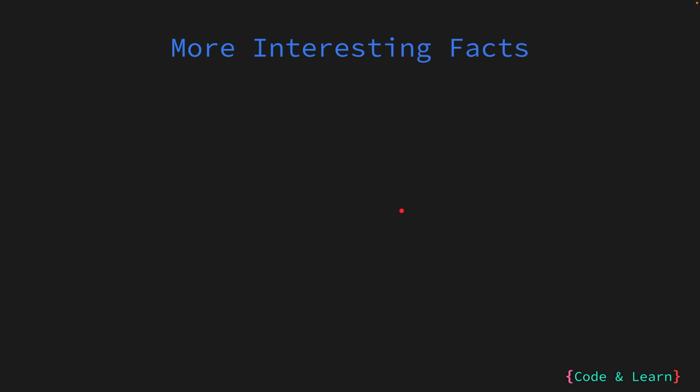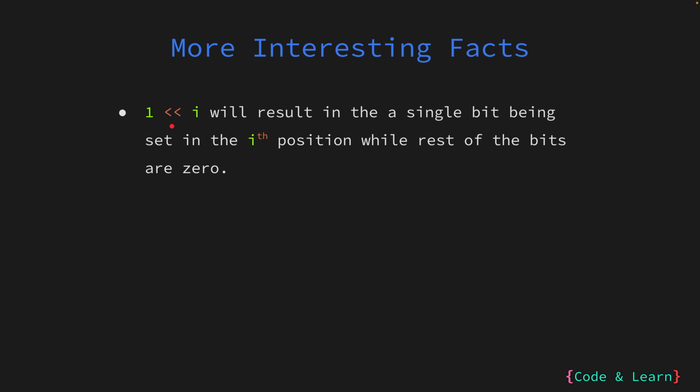Let us look at some more interesting bit manipulation operations that can be performed by combining bitwise shift operators with bitwise logical operators that we saw in the previous lesson. First up, we have 1 left shift I, which will result in a single bit being set in the ith position while the rest of the bits of the number are 0.